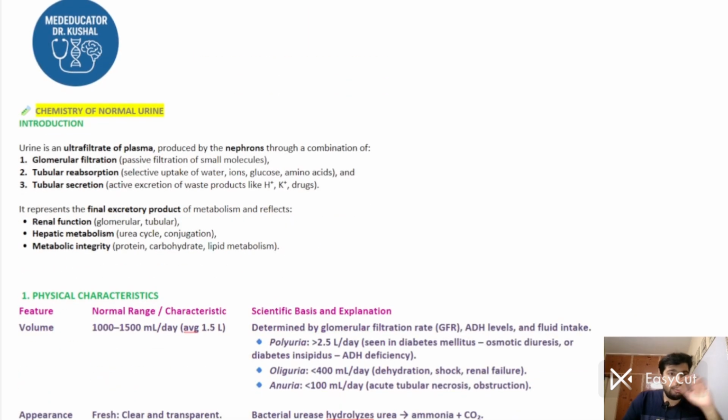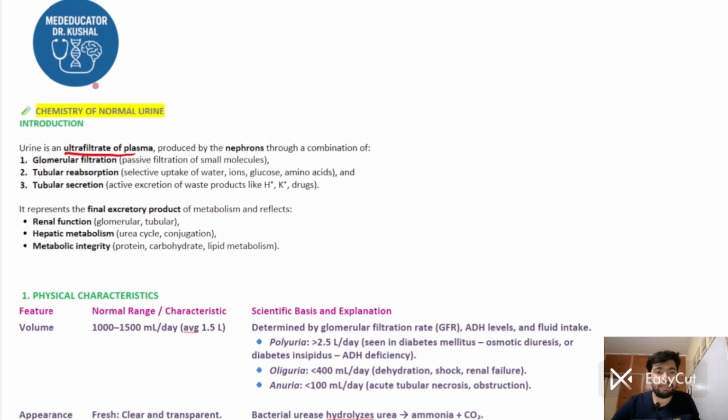So chemistry of normal urine. How is urine formed and what is urine? Urine is an ultrafiltrate of plasma. The first point you should note is that urine is an ultrafiltrate of the plasma which is produced by the nephrons through a combination of three processes that you must be learning in physiology: glomerular filtration, second is tubular reabsorption, and third is tubular secretion.